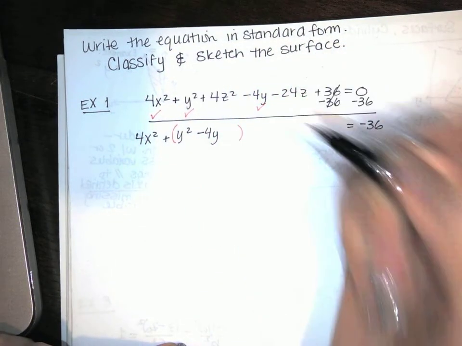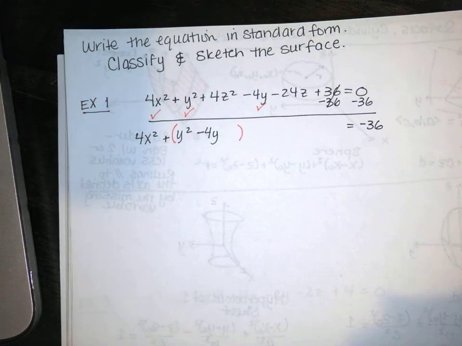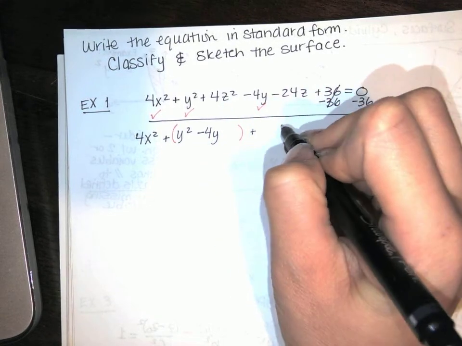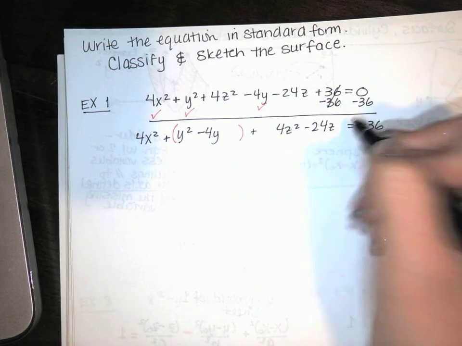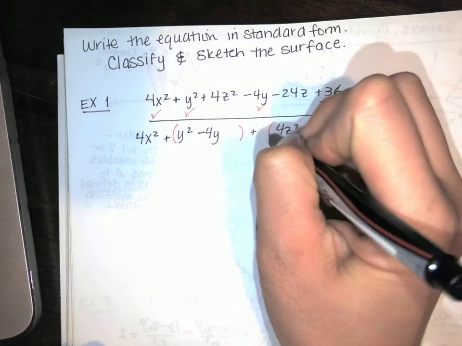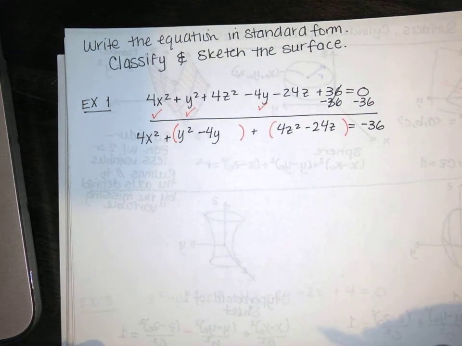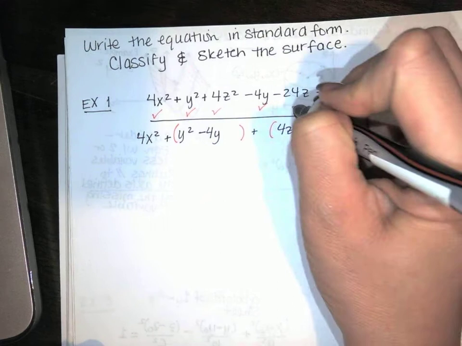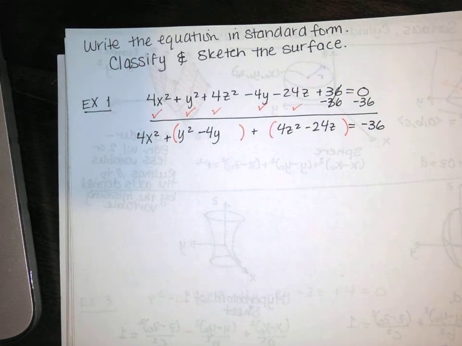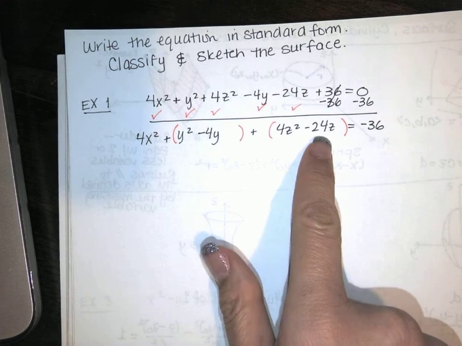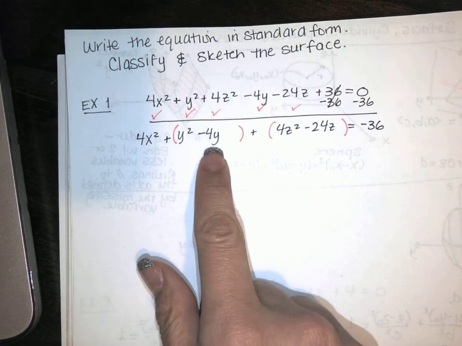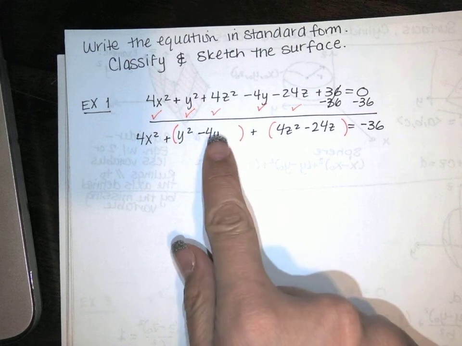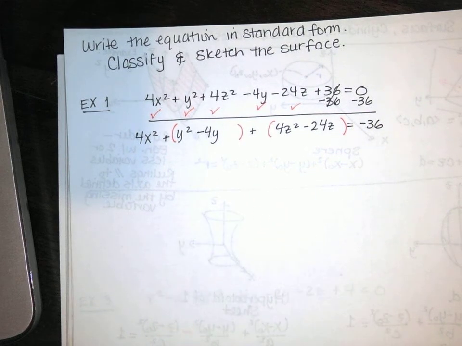Group the y's together, and then we want to group the z's together. I've got a 4z squared and a minus 24z. And I should have left a little space to complete the square, but I think I can fit that number in there. That's fine. Okay. So now we are getting ready to complete the square on this one and this one. We always want to complete the square if we have that variable squared and a constant times that variable here. And we do. We have that for the y as well as the z.